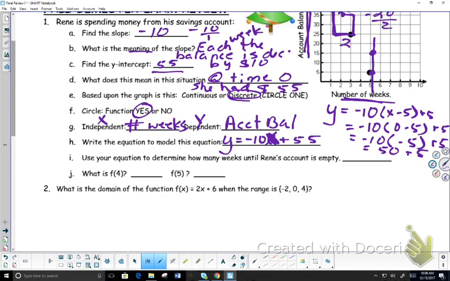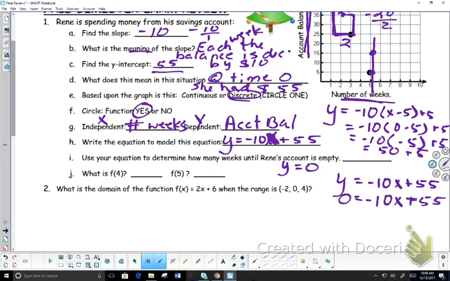Use your equation to determine how many weeks until Renee's account is empty. Notice it gets really close, doesn't it? So when it'll be empty will be when y equals 0. So if I use my equation, I got y equals negative 10x plus 55. Well, if y equals 0, I'll plug in 0 for y.